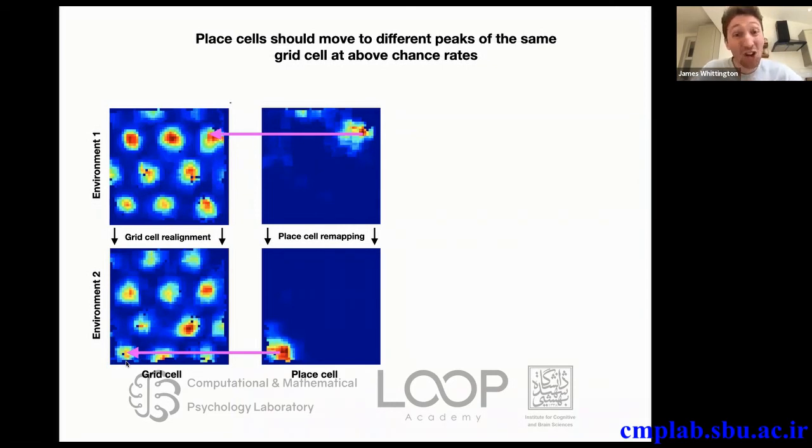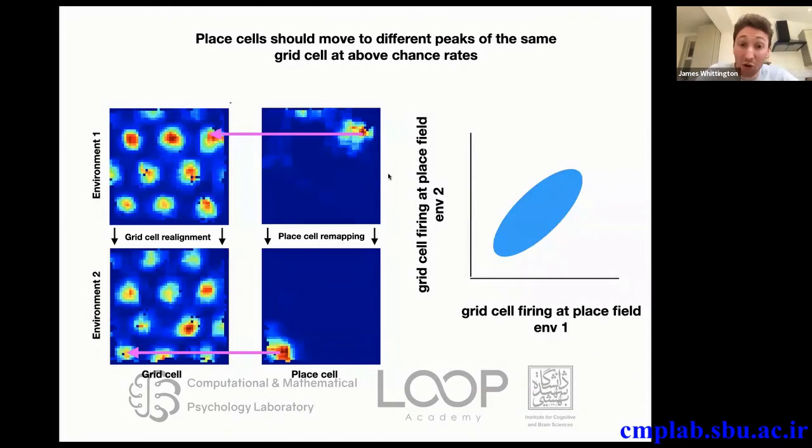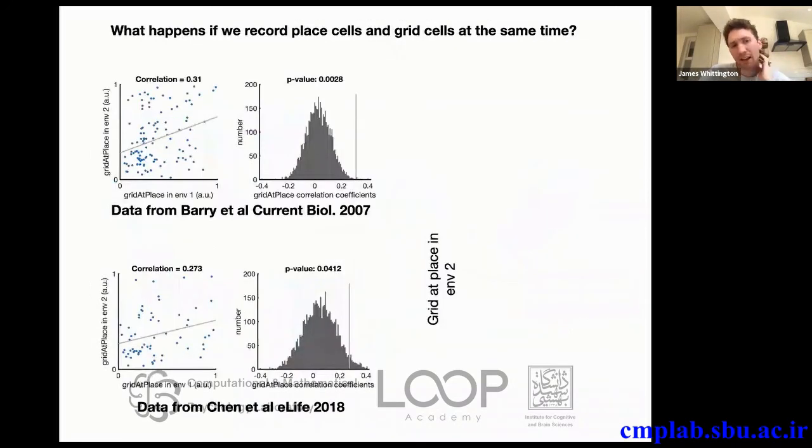It's like saying it can only move to a new place in the environment where the grid cell has a peak. This makes quite a strong or firm prediction: if we're looking across the whole population of grid cells and place cells recorded at the same time, grid cell firing at the position of the place cell peak in one environment should be correlated with the grid cell firing at the position of the place cell peak in the other environment. We should find some correlation.